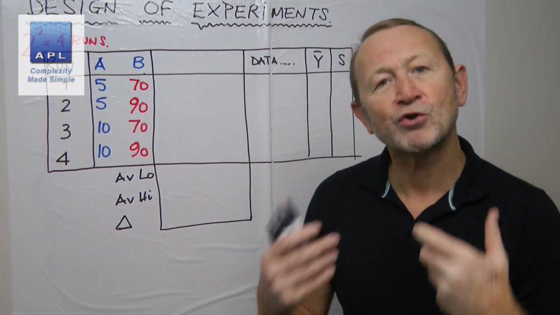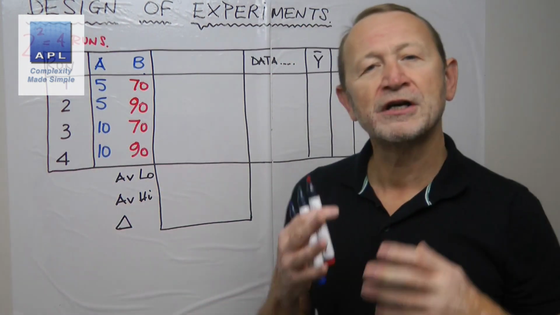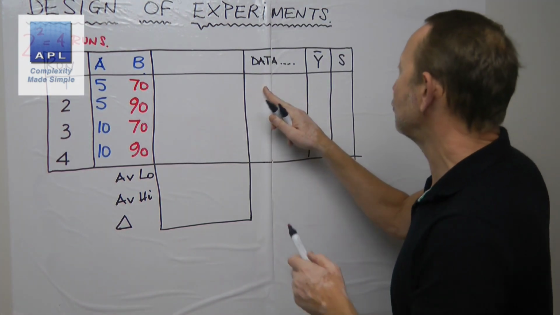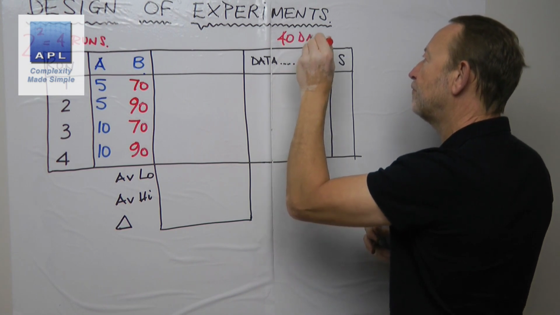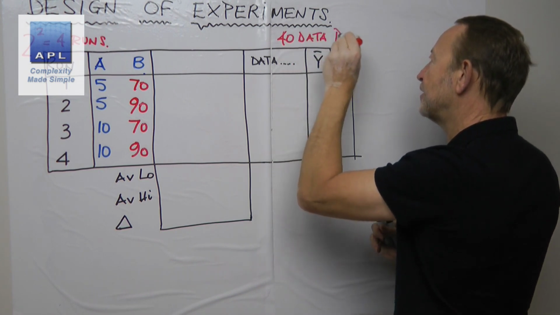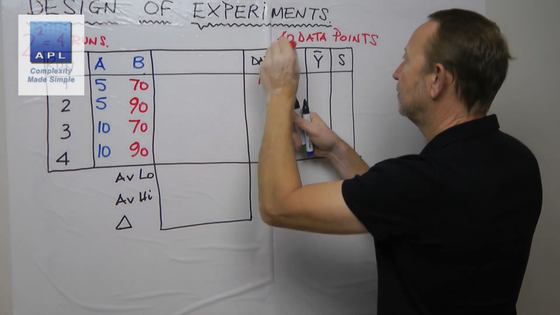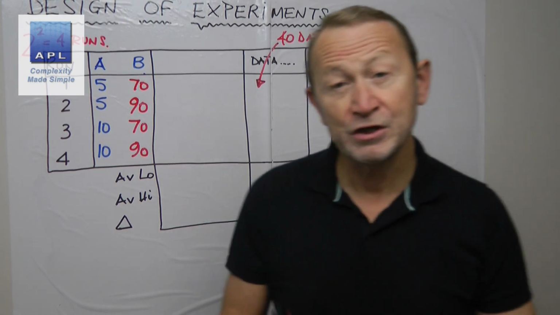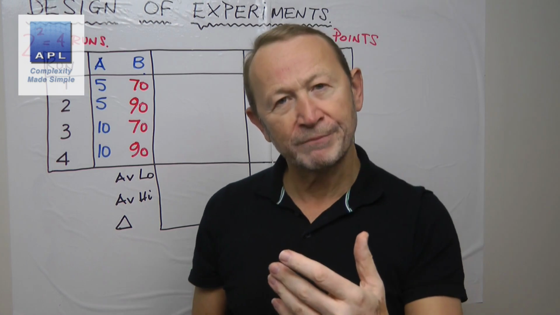So you're going to set your system up, put those 4 combinations in, and collect data. The data that you're going to collect is going to be around 40 data points, and the data is going in there. So that's what you're really going to do. That's the practical. Now what's the computer going to do?